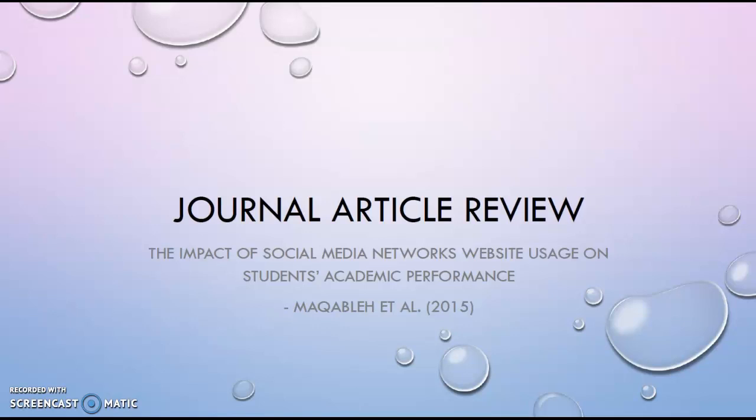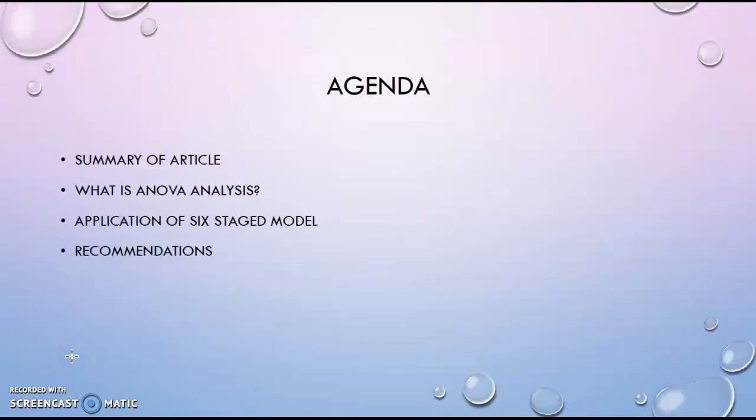This is a journal article review on an article by Macabler et al., 2015. The name of the article is The Impact of Social Media Networks Website Usage on Students' Academic Performance. The agenda of this presentation: we discuss a summary of the article, what is ANOVA analysis, application of the 6-stage model, and recommendations I have for the article and for the researcher.